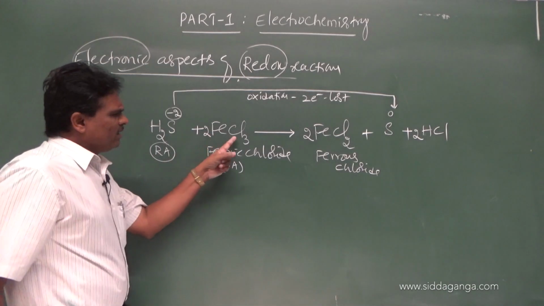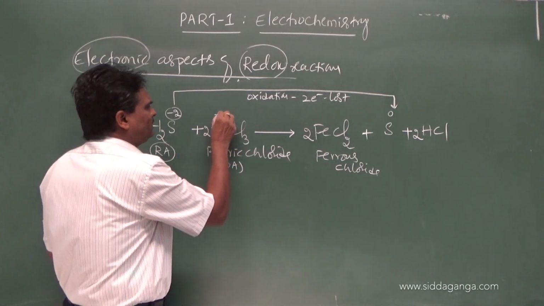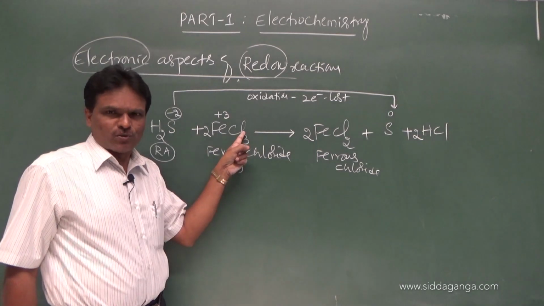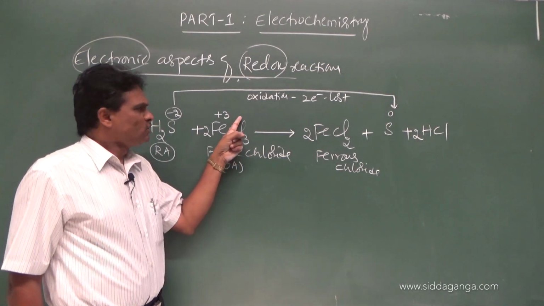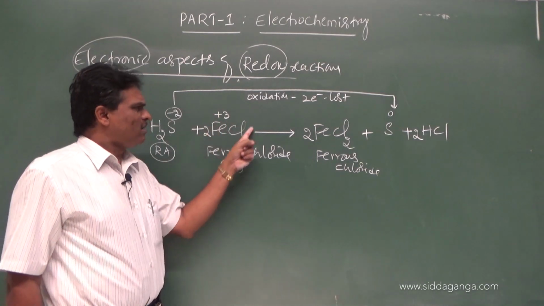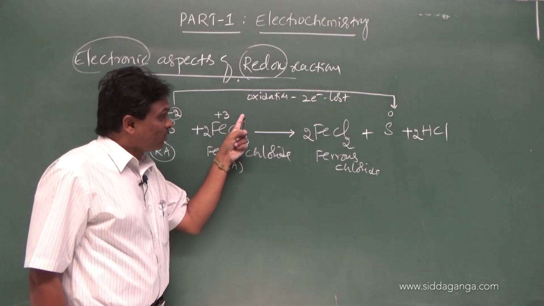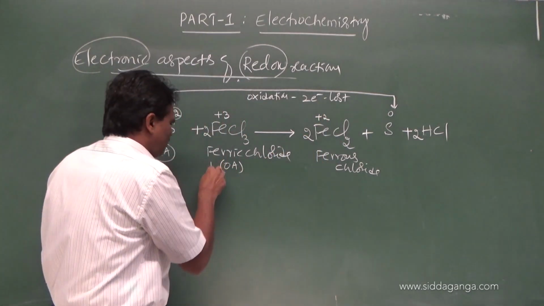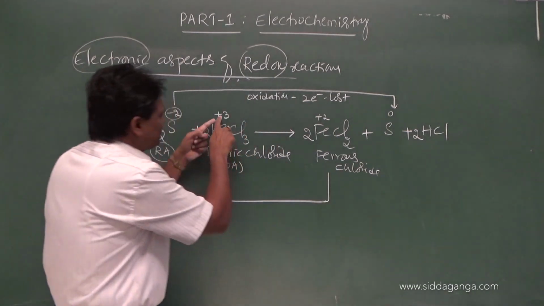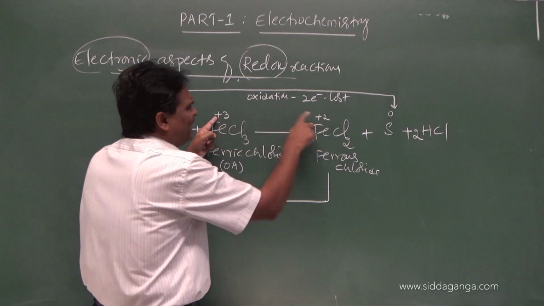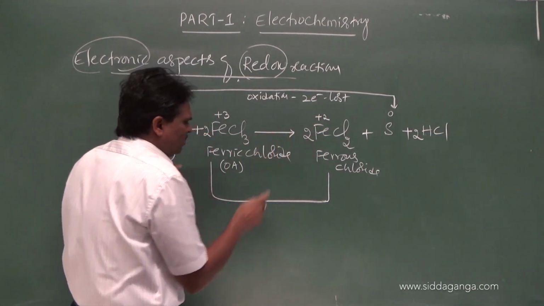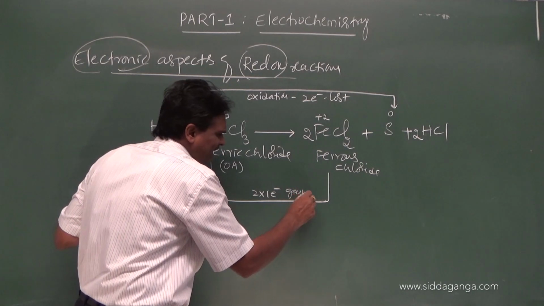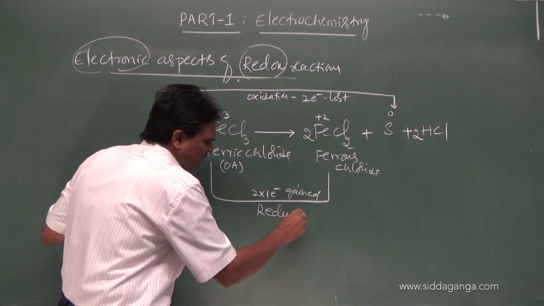In this case, the oxidation state of iron is +3, because you know that the oxidation state of each halogen atom is -1. There are 3 halogen atoms, so -3. The total sum of the oxidation numbers in a neutral compound is 0, so when there is -3 total here, there must be +3 here. Then in this case -2, here +2. So the +3 state is changed to +2. One electron is gained, but for 2 iron atoms, a total of 2 electrons are gained. So 2 into 1 electron gained, so it is a reduction reaction.